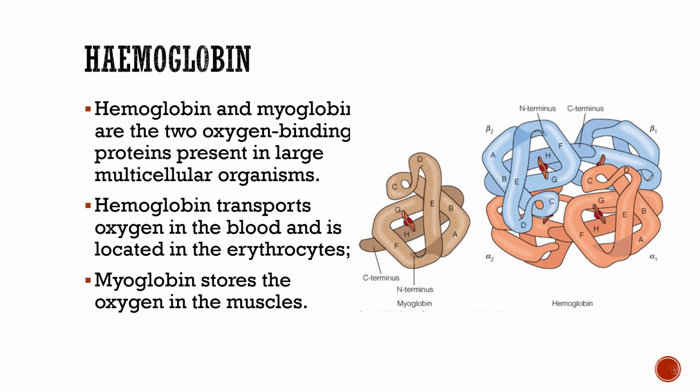When we study hemoglobin, it's always good to understand myoglobin also. Hemoglobin and myoglobin are two oxygen binding proteins. They are present in all large multicellular organisms. What does hemoglobin do? It transports oxygen in the blood and is located in the RBCs. Myoglobin actually stores oxygen present in muscles.